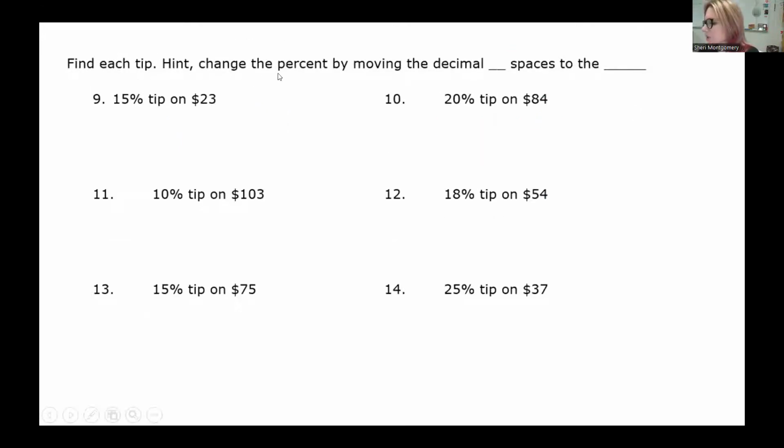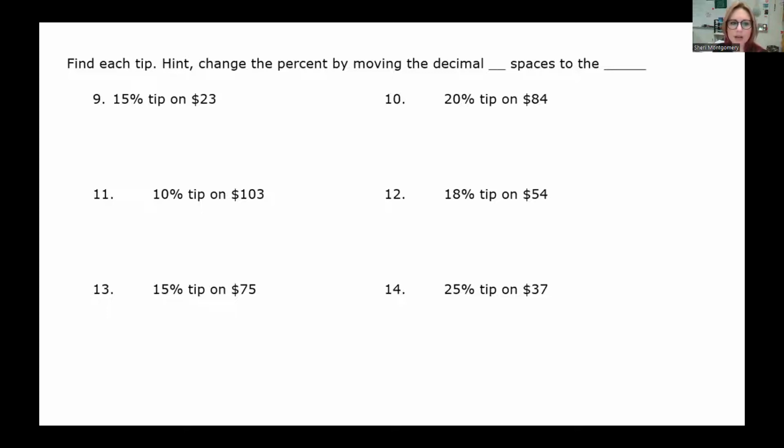So the second section says, find the tip. So when you tip somebody, well, I hope that you're tipping them with money, right? Yes, I hope you're tipping somebody with money.